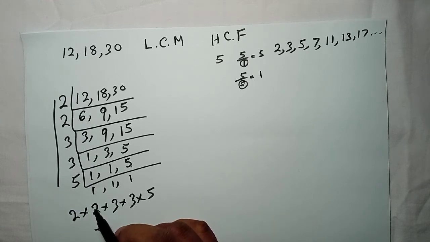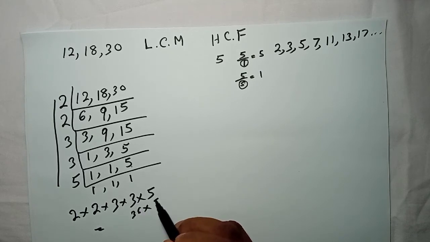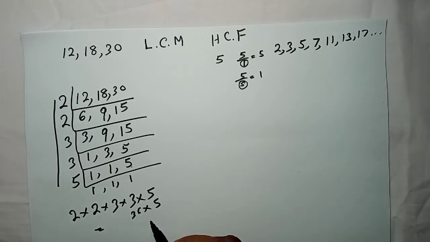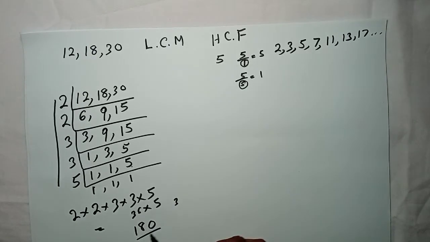2 into 2, 4. 4 into 3, 12. 12 into 3, 36, right? 36 into 5. 5 into 6, 30. From 30 I will put 0 here and 3 here. Then 5 into 3, 15. 15 plus 3, 18, right? So this is the answer.